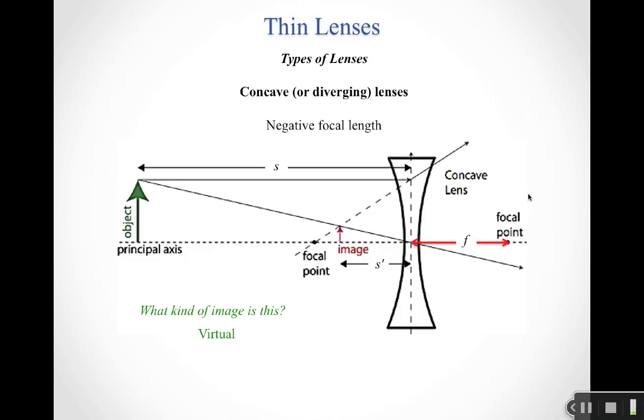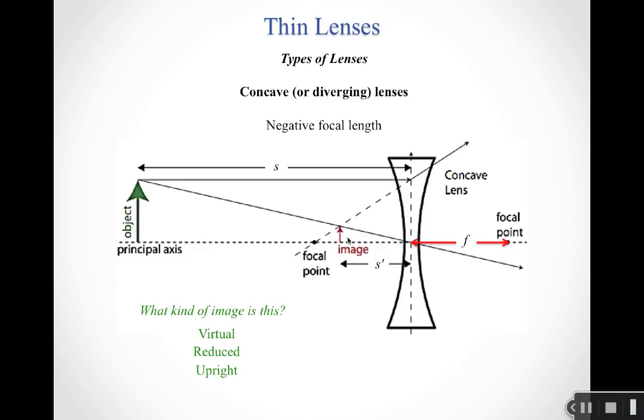Is it enlarged or reduced? Well, again, it's clear to see that the green arrow, my object, is much larger than the red arrow, my image. So this is a reduced image. And then is it upright or inverted? Well, the green arrow, my object, points up. The red arrow, my image, also points up. So they've got the same orientation. So this is an upright image. So using my concave lens in this case, I have a virtual reduced upright image.